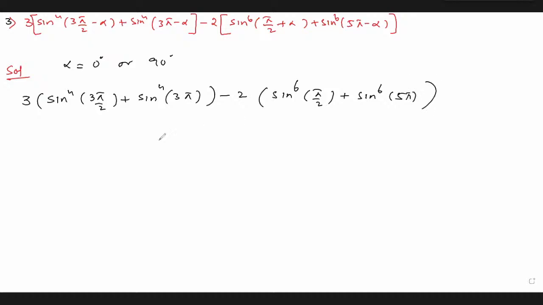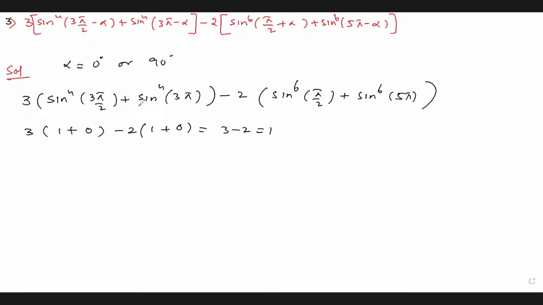Now observe, sine n pi by 2 value is equal to 1, 1 power 4 value is 1. Sine n pi value is 0. Minus 2 into sine pi by 2 value is equal to 1, 1 power 6 is equal to 1. Sine n pi, whatever may be n, the value is equal to 0, so 0 power 6 is equal to 0. So 3 minus 2 value is equal to 1. This is a shortcut method to do this problem. As these are objective questions, you can't go through the normal method; it becomes lengthy.